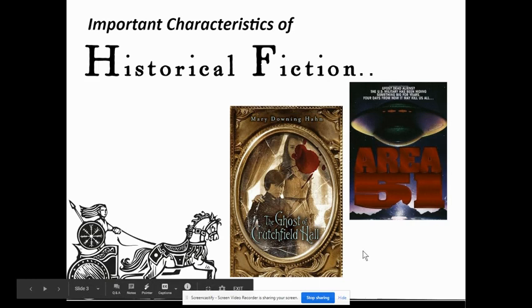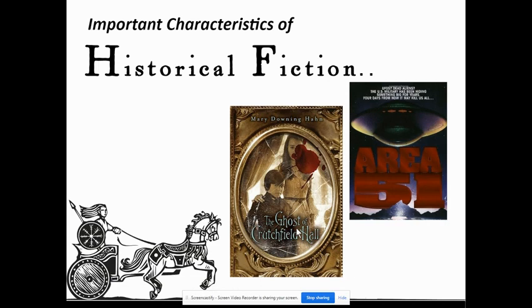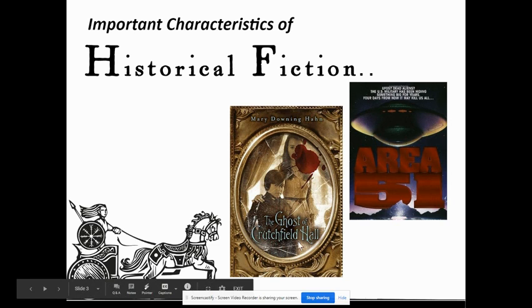Same goes for a story like this. Mary Downing Hahn wrote a story called The Ghosts of Crutchfield Hall. It looks very historical. The people were in old clothing and stuff. And so you would think, oh, yeah, it's historical. But it has a ghost. It has not been scientifically proven that there is such a thing as ghosts. So this is considered a ghost story, not necessarily strictly historical fiction.